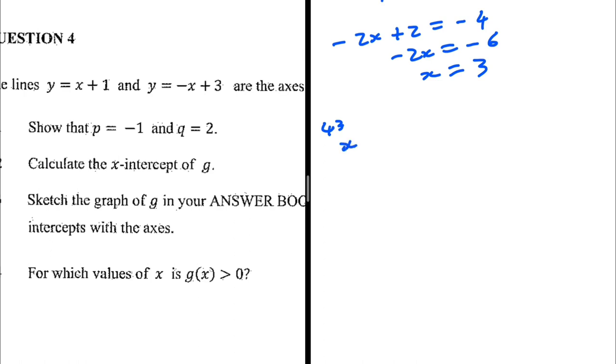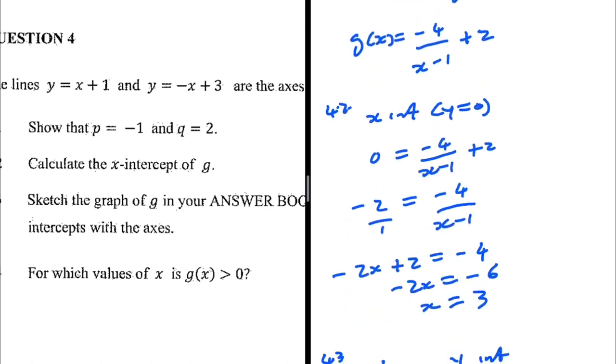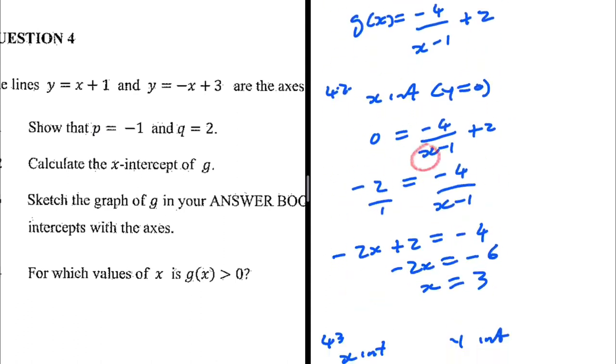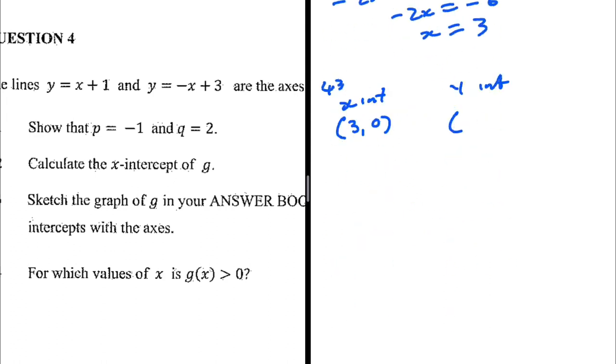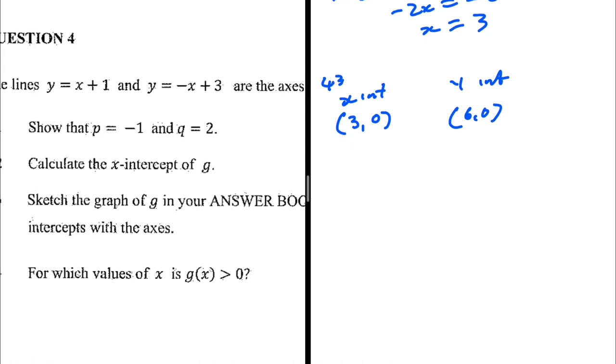So for the x-intercept, we know the coordinates. x is 3 and y is 0. But what about the y-intercept? Let's take a look. If we were to substitute 0 there, we would get minus 4 divided by minus 1, which is 4, plus 2 is 6. So for the y-intercept, we have 0 and 6. Now we just need the asymptotes. Well, we know that q is equal to 2. So our horizontal asymptote is y equal to 2.